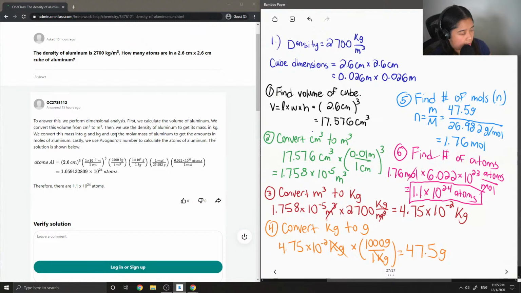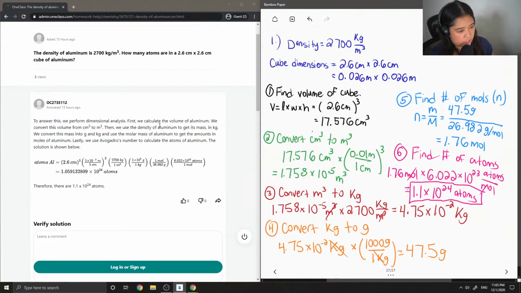So the junior tutor said, to answer this, we perform dimensional analysis. First, we can calculate the volume of aluminum. We convert this volume from centimeters cubed to meters cubed. Then we use the density of aluminum to get its mass in kilograms. We convert this mass into grams and use the molar mass of aluminum to get the amount in moles of aluminum. Lastly, we use Avogadro's number to calculate the atoms of aluminum. The solution is shown below.